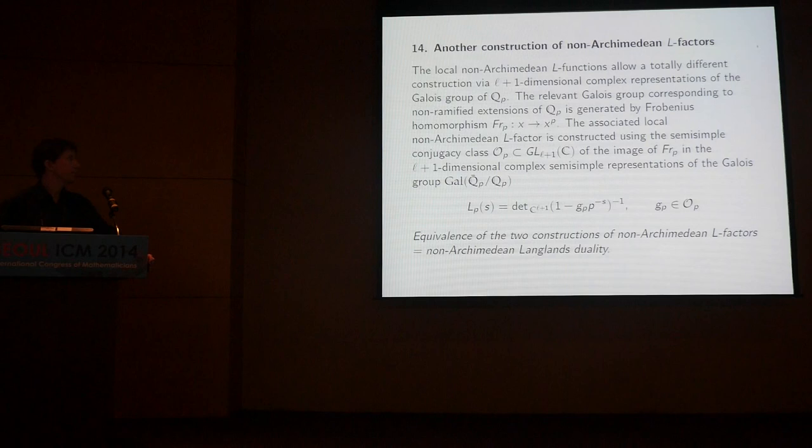The interesting fact is that there is another construction of non-Archimedean L factors, and it's related to a different construction via an n-dimensional complex representation of the Galois group of the non-Archimedean field. The Galois group is a rather involved object, but for our case we are interested in non-ramified extensions, and the relevant Galois group is basically generated by one element, the Frobenius homomorphism. If we would like to consider representations of the Galois group, we just should pick an image of this Frobenius homomorphism. So basically, again, the associated local non-Archimedean factor is constructed using this simple conjugacy class, the image of the Frobenius element, and it's given by the same formula. The fact that the two constructions give the same set of L functions is very deep. It's a subject of non-Archimedean Langlands duality.